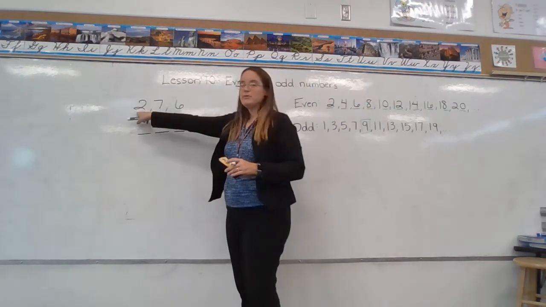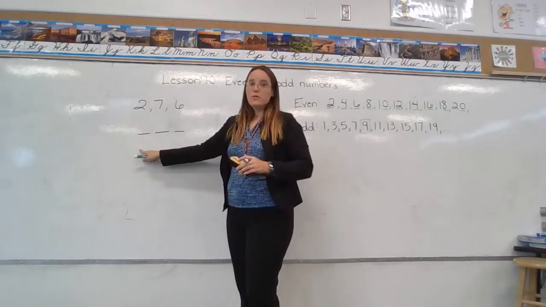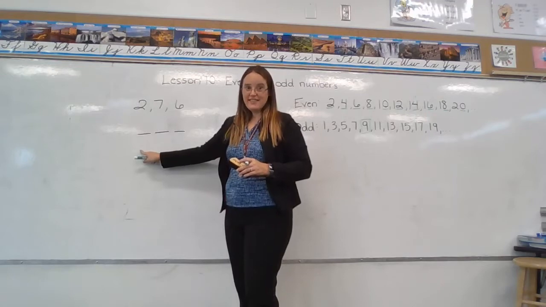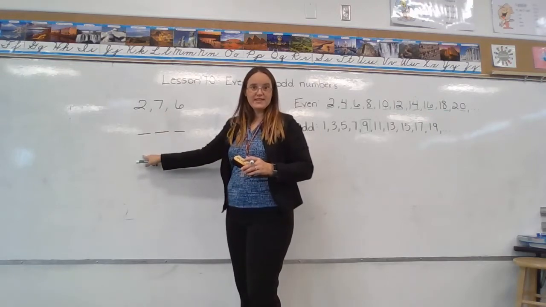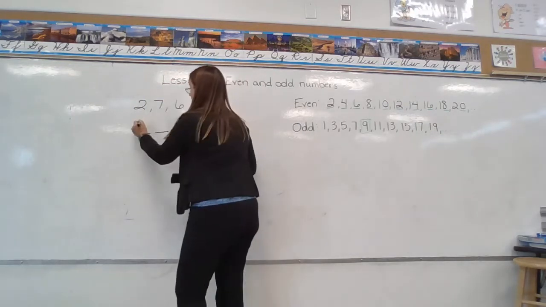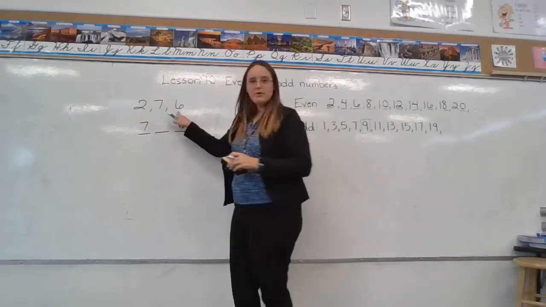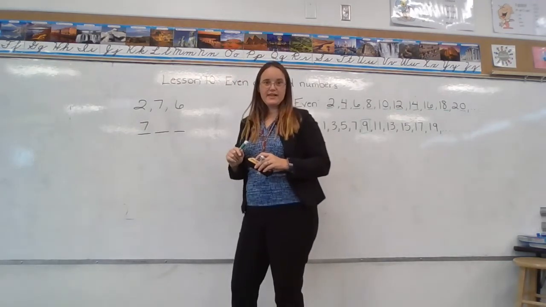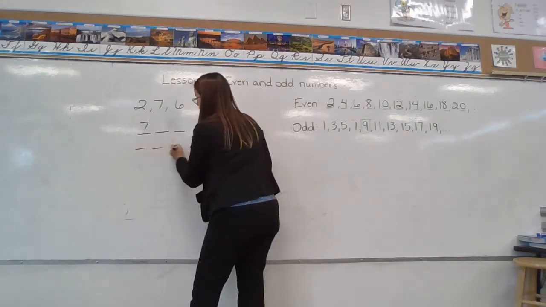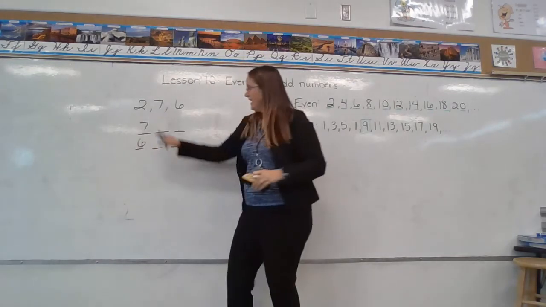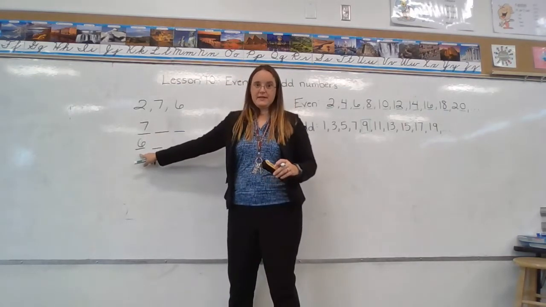So can I put my 2 in the hundreds place? No, because 200 is less than 500. Can I put my 7 in the hundreds place? I sure could. That's greater than 500. Could I put my 6 in the hundreds place? Also greater than 500, so I could. So I have 2 choices at this point. It could be 700 something, or it could be 600 something.